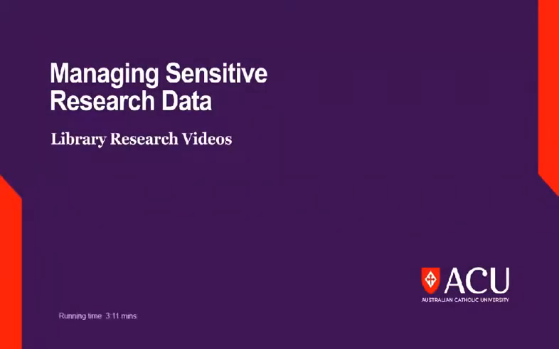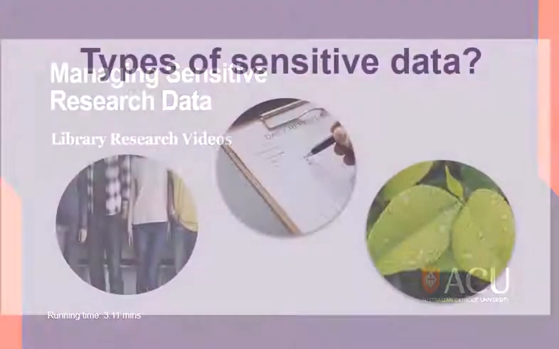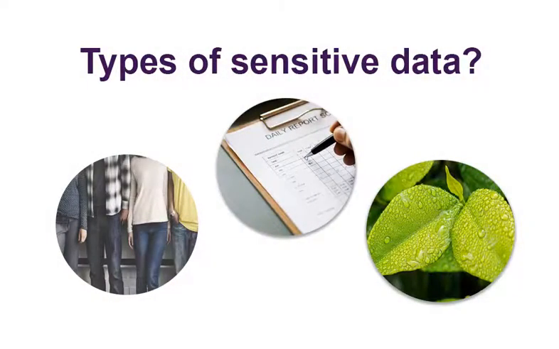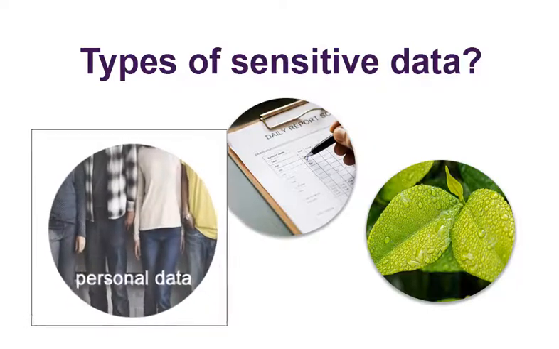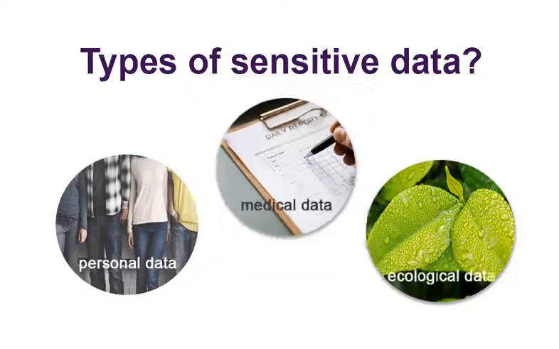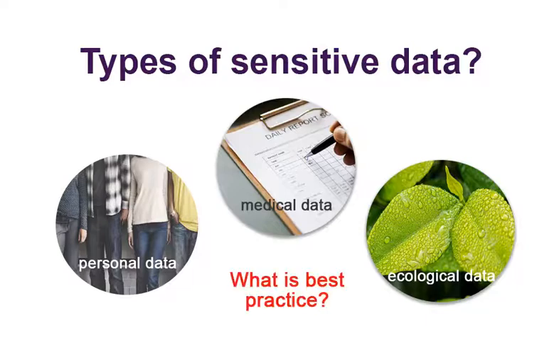Managing sensitive research data at ACU. Does your research data contain sensitive information? If it falls into one of these categories, personal data, medical data, ecological data, your data could be used to identify an individual, species or location that is vulnerable. So what is best practice for managing this data, and can it be shared?